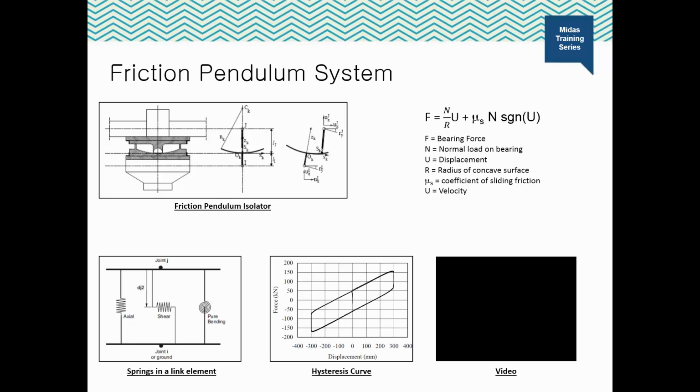The second type of bearing, as discussed, is the friction pendulum isolator. Due to a displacement U in the bearing, the restoring force generated in the bearing can be calculated using the formula shown here.